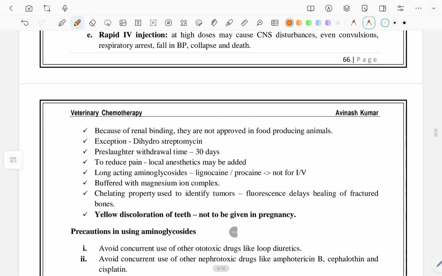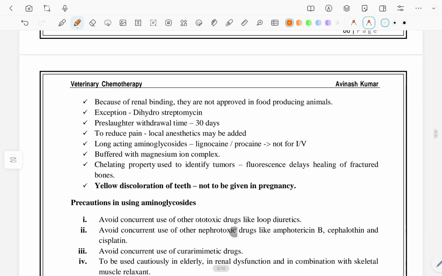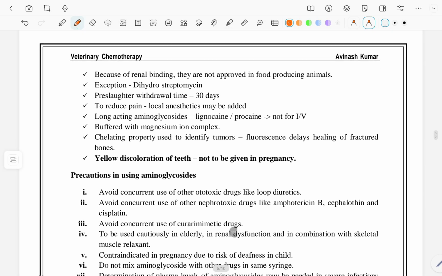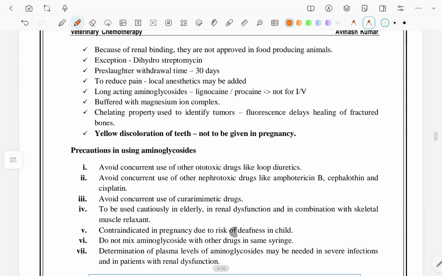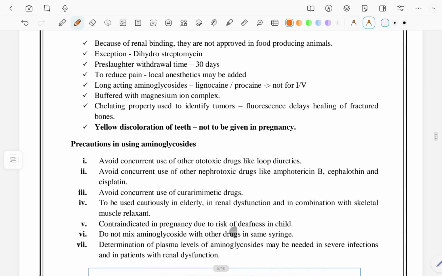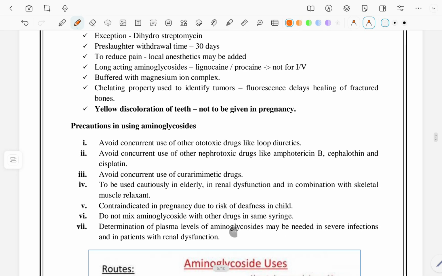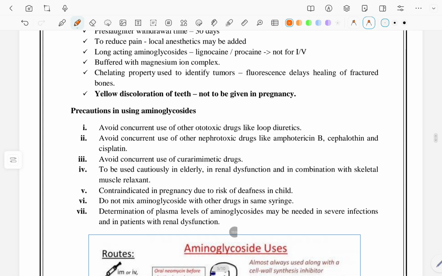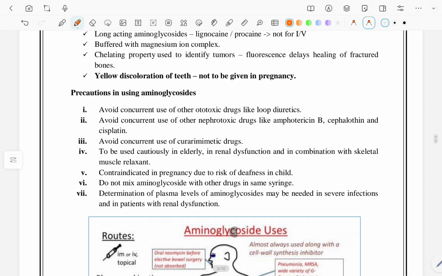Because of renal binding, they are not approved in food-producing animals. For dihydrostreptomycin, the pre-slaughter withdrawal time is 30 days. To reduce pain, a local anesthetic may be added. Long-acting aminoglycoside preparations with lignocaine or procaine are not for IV use. Tetracyclines are buffered with magnesium ion complex; their chelating property is used to identify tumor fluorescence. They cause delayed healing of fractured bone and yellow discoloration of teeth, and should not be given in pregnancy.